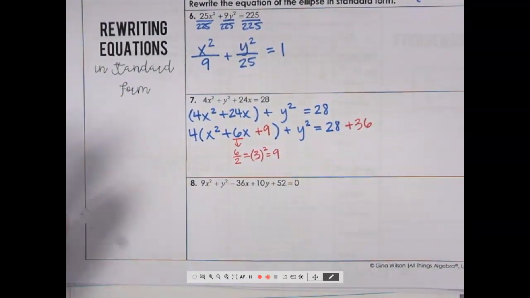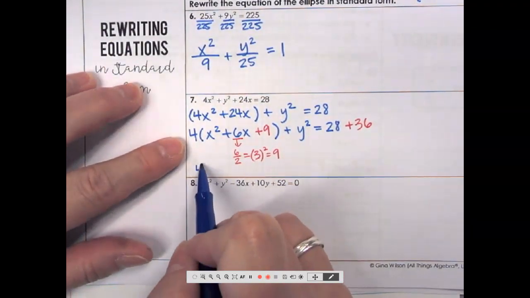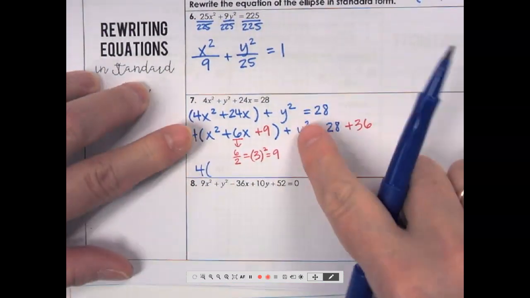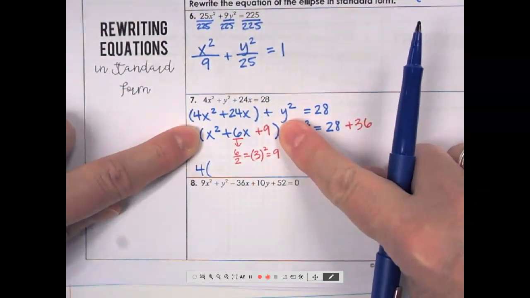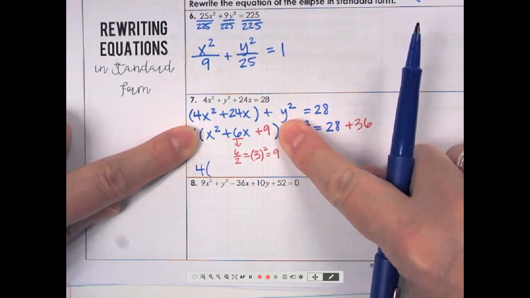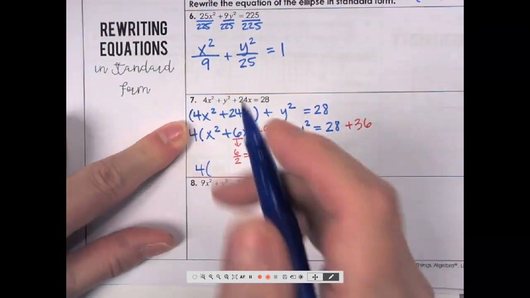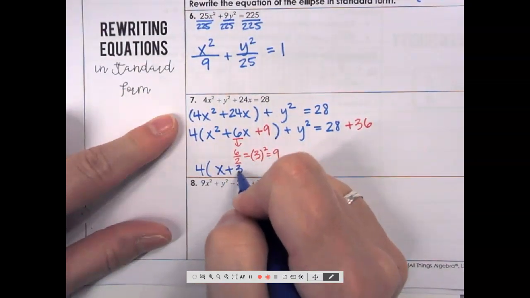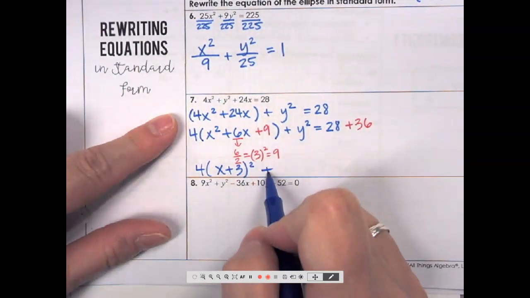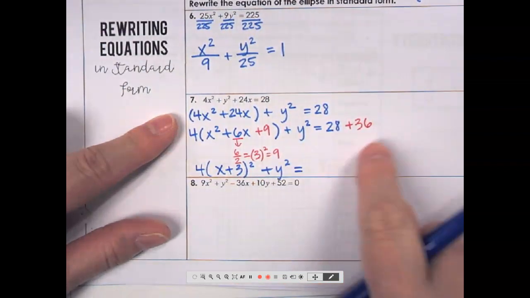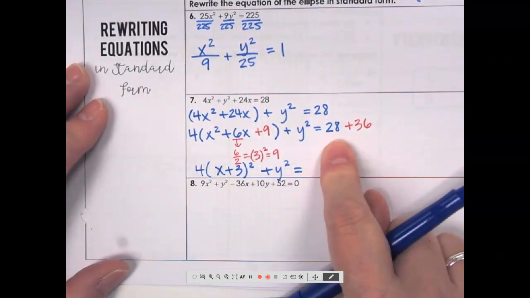Okay, but the rest will be just like yesterday. I'm going to have that 4 out front. It's just going to hang out there. What are the factors of this? This is a perfect square trinomial. What would my factors be? X plus 3, x plus 3. I'm just going to write x plus 3 squared plus y squared equals, okay, let's add that up, 64.